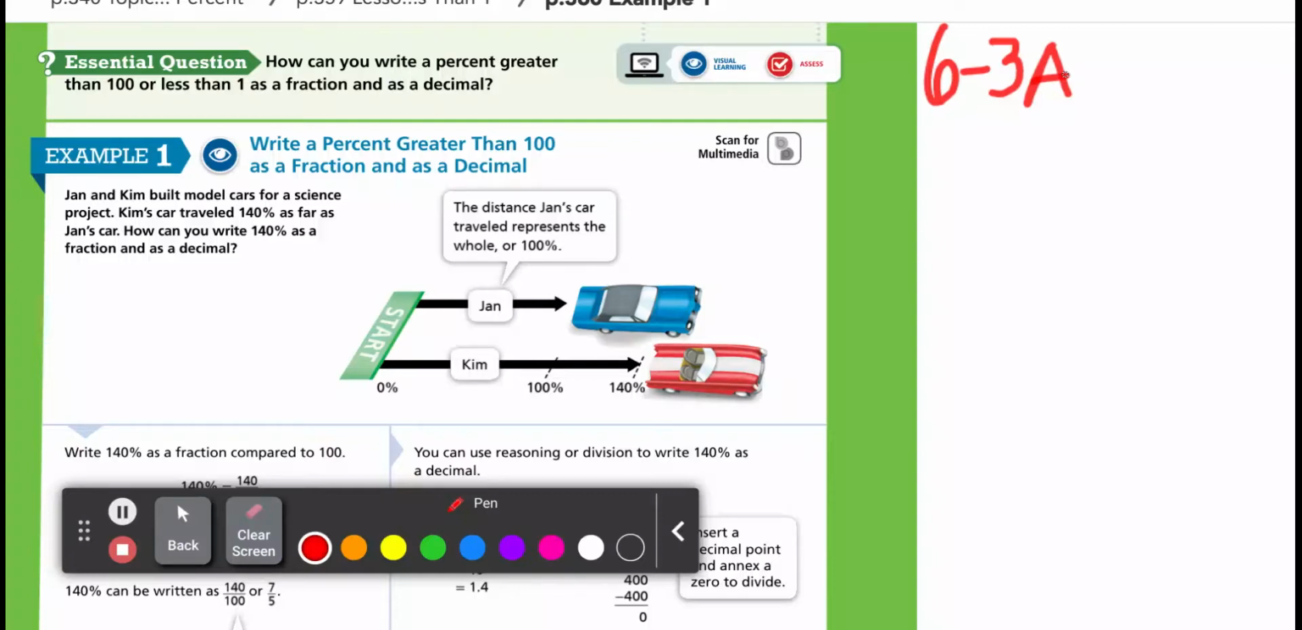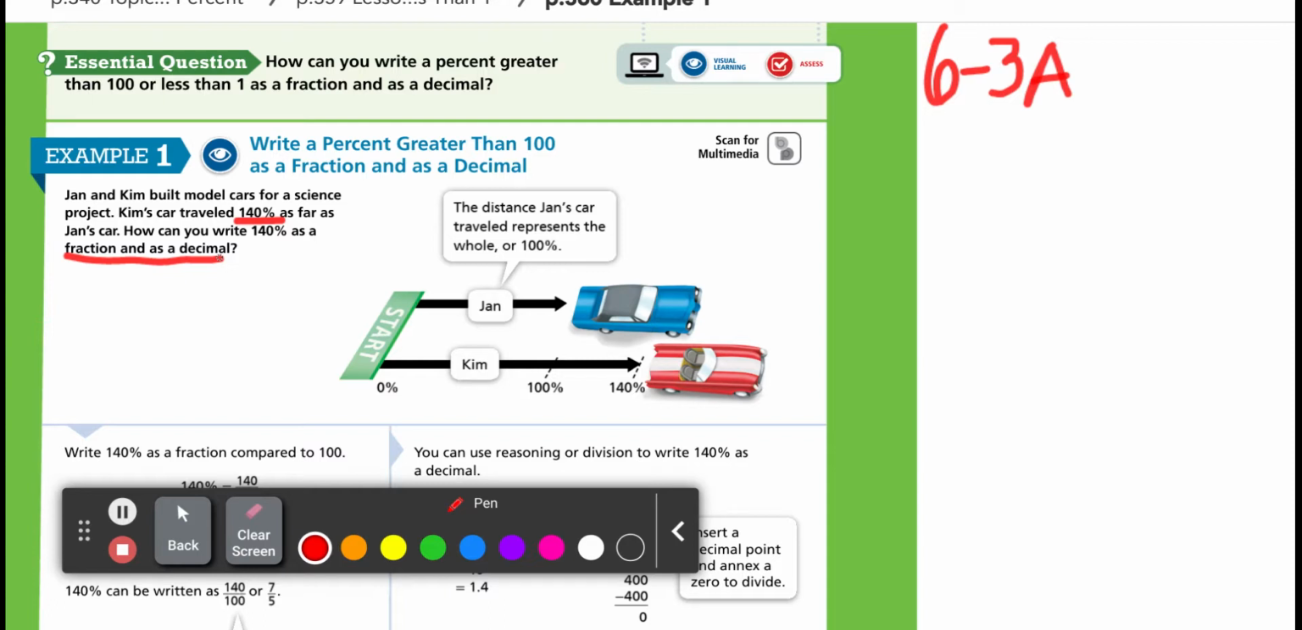It says Jan and Kim built model cars for a science project. Kim's car traveled 140% as far as Jan's car. How can you write 140% as a fraction and as a decimal?